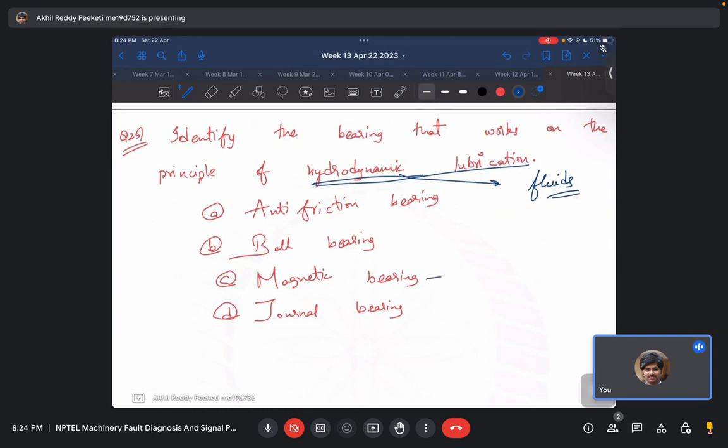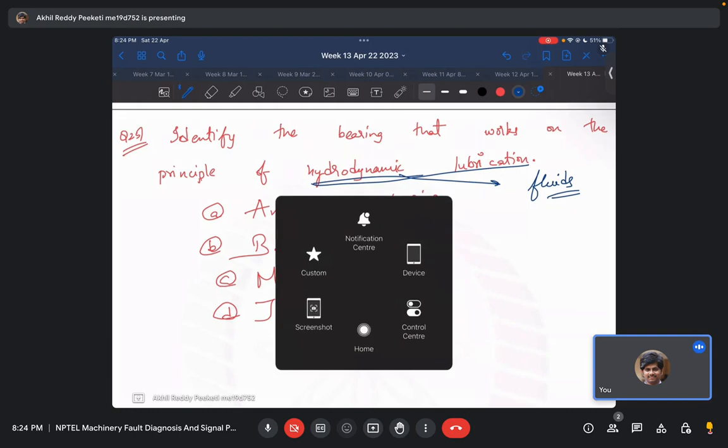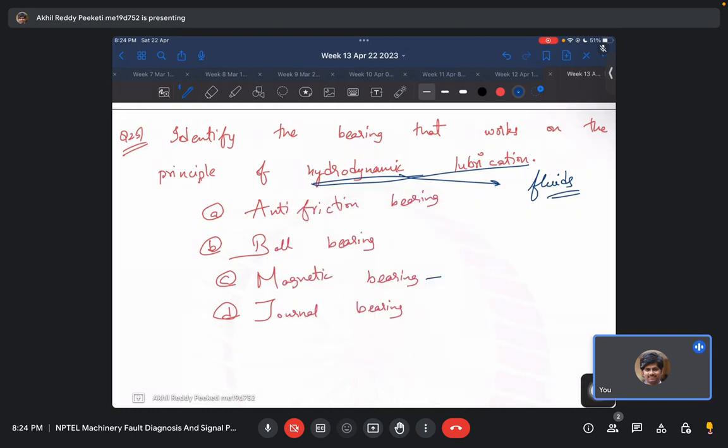So magnetic bearing, as in the name, it uses some magnetic principle. Ball bearings are used because rolling friction is much lesser than the normal static friction. Anti-friction bearings, as in the name, use friction. The answer is journal bearings. They have fluid in between them, which works on the principle of hydrodynamic lubrication. Okay, the answer is journal bearing.